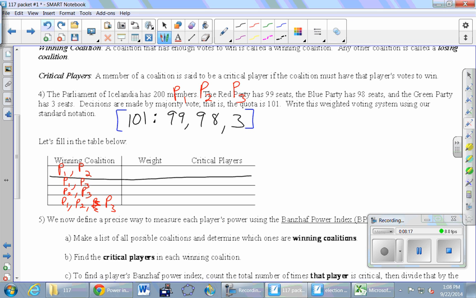Okay. All right. Next column, it says, well, what's the weight? Let's just add these numbers up and fill them in the second column. So if P1 and P2 are both in favor, how much is their combined weight? So this is 99 plus 98, 197, right? We're just adding them up. P1 with P3, 102 is good. P2 with P3, adding up these guys, 101, that just barely made it, but that was fine. And then all 3 numbers added up together, 200.